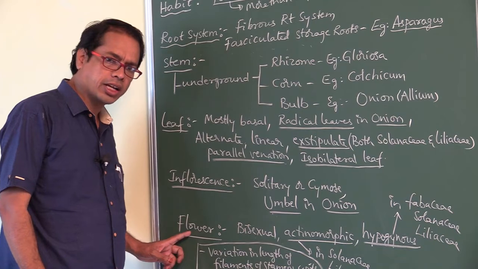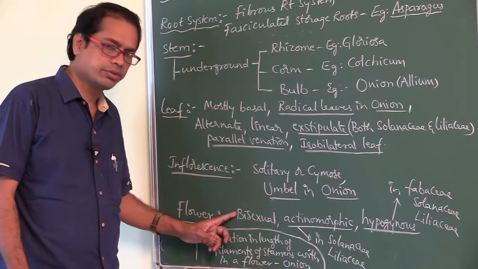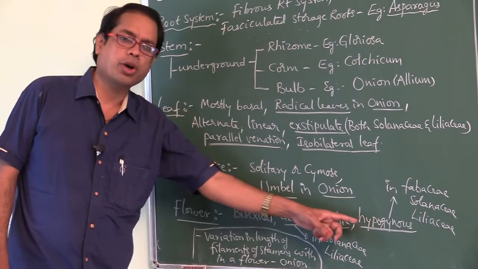What are the characters related to the flower? Bisexual, actinomorphic, hypogynous.